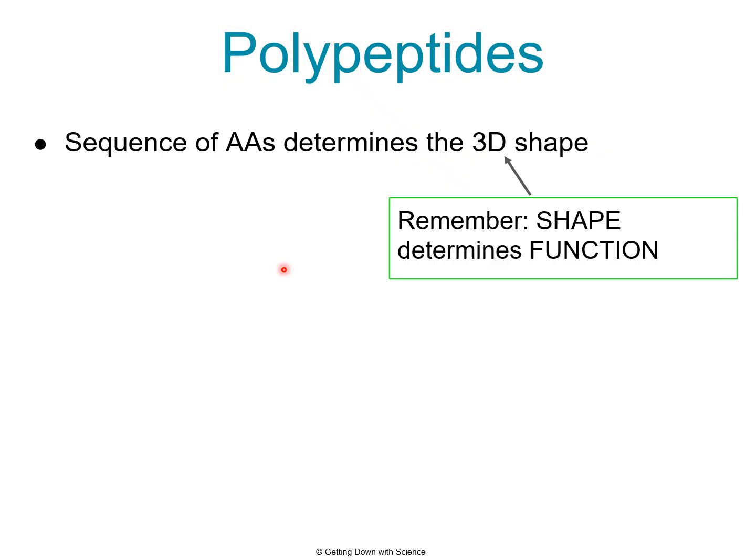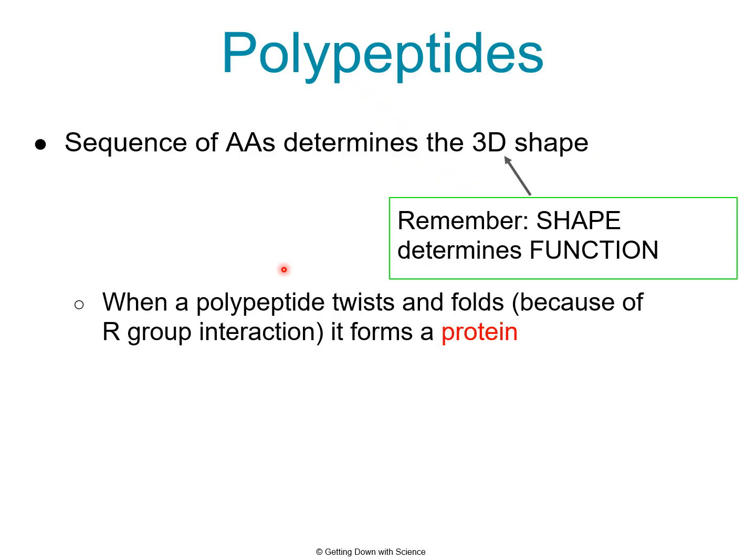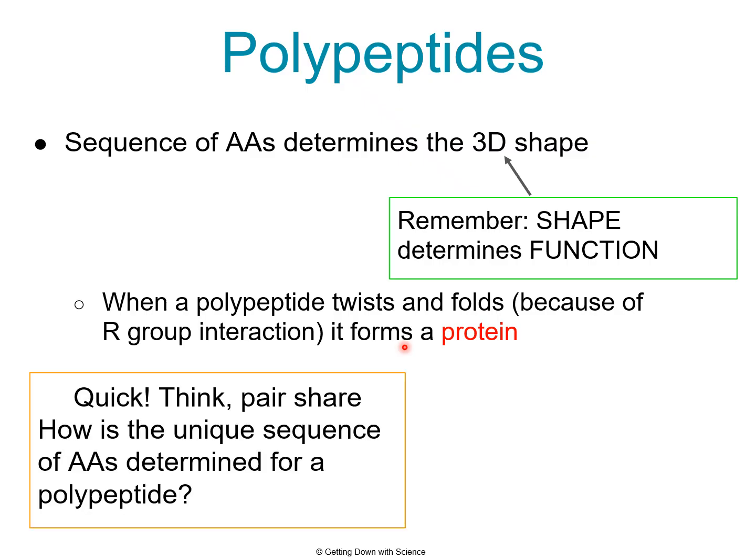There are some parts that are going to be a lot more hydrophilic, so they're okay with being exposed on the outside. So that is what determines how the protein actually folds and forms that 3D structure. So it says here, when a polypeptide twists and folds because of the R chain interaction, like I just explained, it forms what is called a protein.